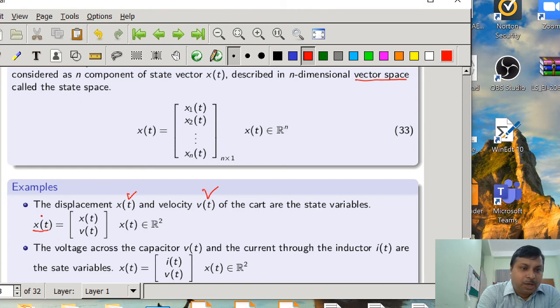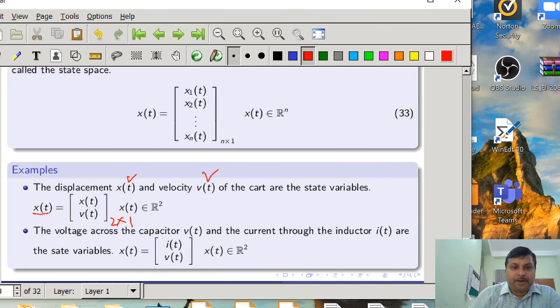It means that we have taken a state vector x bar of t, having dimension 2 cross 1, and it has two components, that is x(t) and v(t). Similarly, in the electrical network, we know that we have identified the capacitor voltage v(t) and the current through the inductor i(t) as the state variables. So the state vector x(t) has two components, i(t) and v(t), and its dimension is also 2 cross 1.